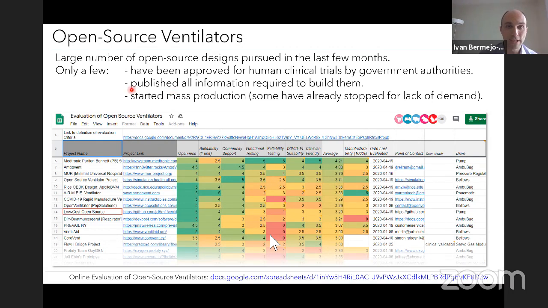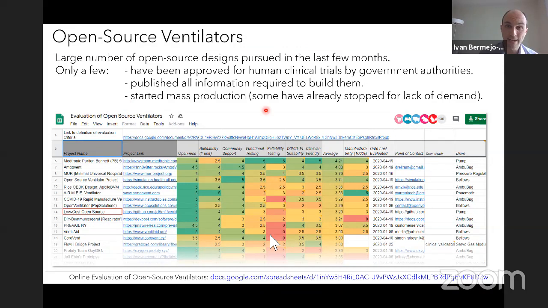But I want to point out a few caveats. Only a few have been approved for clinical trials in humans by government authorities. And that's an important requirement because without that approval, they can never be used. Only a few have published all the information that is required to build them. Some of them have partial information, as you will see today, but only a few have all the information that you need. And finally, only a few of these projects started mass production, typically involving car manufacturers or local industry.